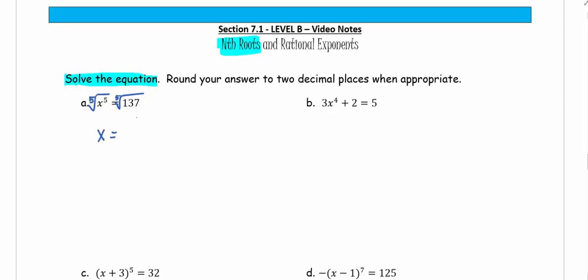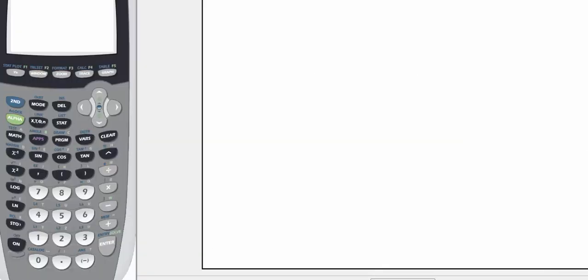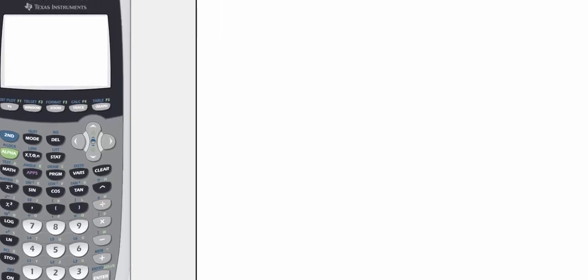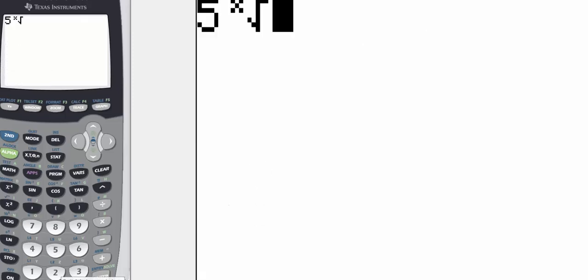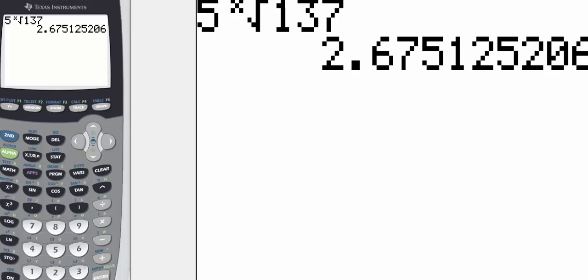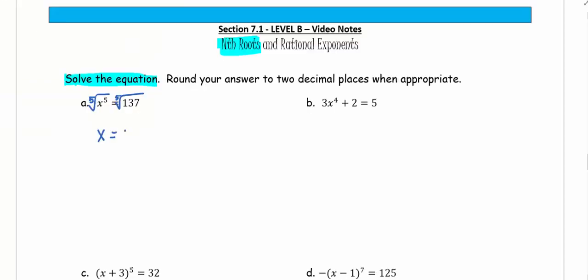So I get x equals the fifth root of 137, which I'm going to do in my calculator. And you should have a calculator with you and be following along. The first thing you need to do is type in the number 5. Then you're going to hit the math button, and then choose option number 5. So it's the fifth root of 137. Enter. I got 2.68, and that's my answer.